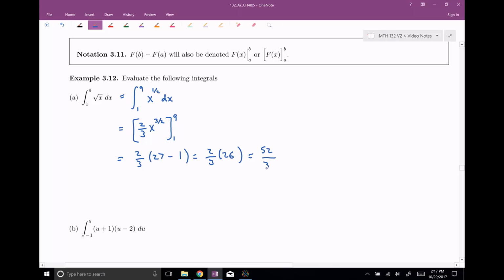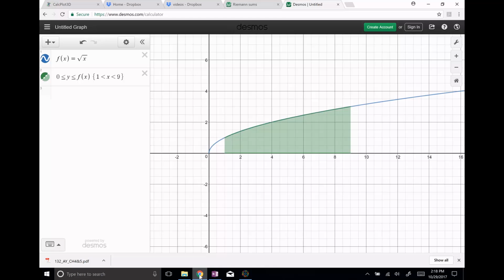And so again, maybe because this is our first example, let's go ahead and visualize what we've done here and verify our work. So I went ahead and pulled up a quick Desmos graph here. I did f of x is equal to the square root of x, and then I did the shading.